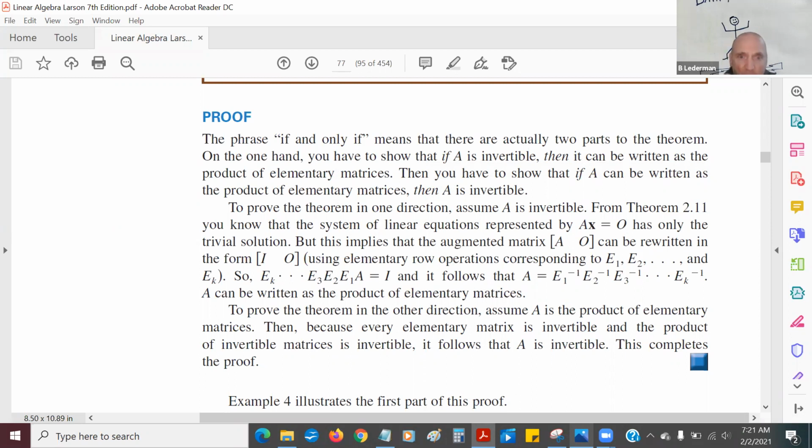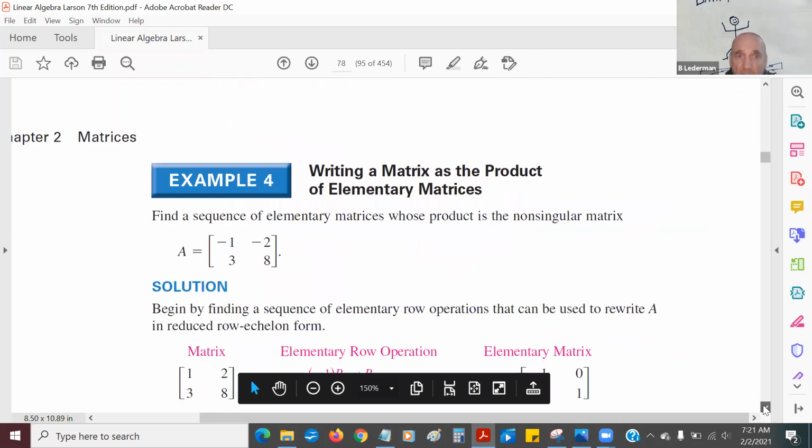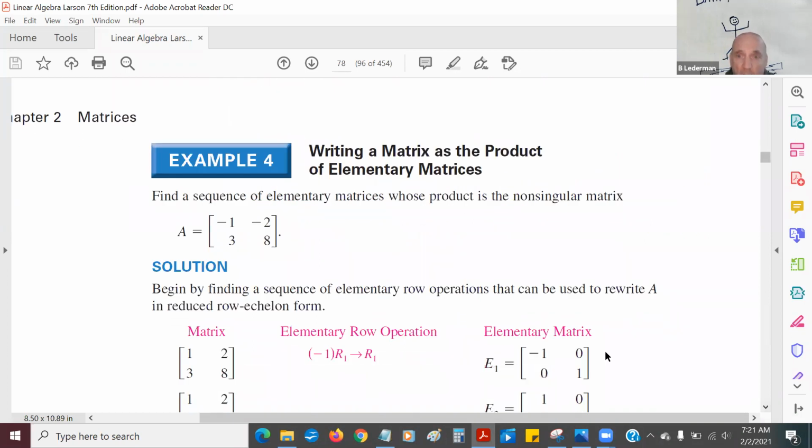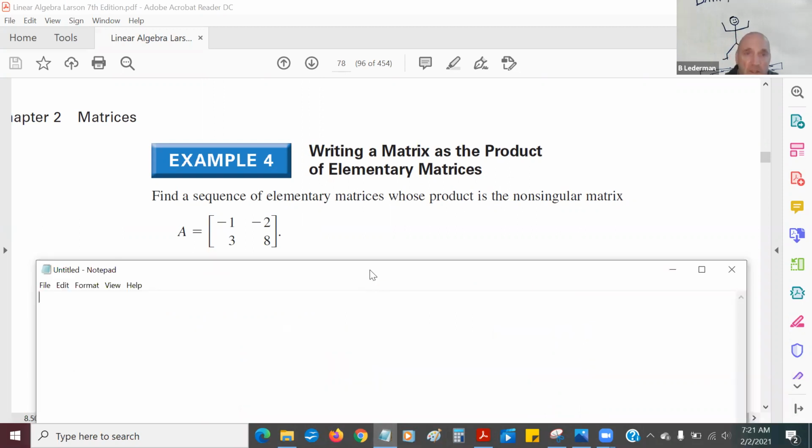Now, I want to illustrate this a little bit. So let's go to this next example, example 4. Okay, so we want to find a sequence of elementary matrices. Let's just look at the problem here. We want to find a sequence of elementary matrices whose product is the non-singular matrix A. And A is -1, -2, 3, 8.